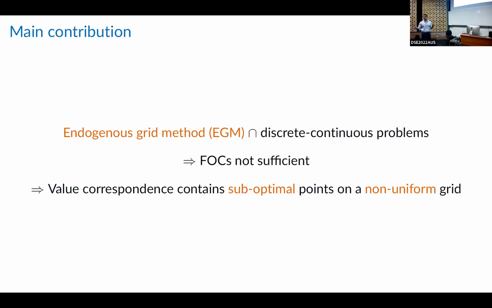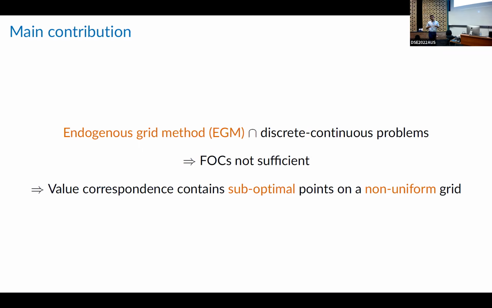Now, discrete choices are sort of isomorphic to non-convexity. And since the endogenous grid method uses first order conditions, they are no longer sufficient when you've got a non-convexity, or in econ terms, non-concavity of the value function.